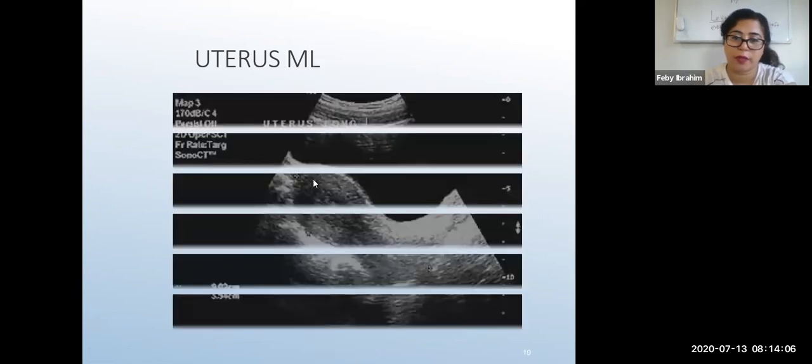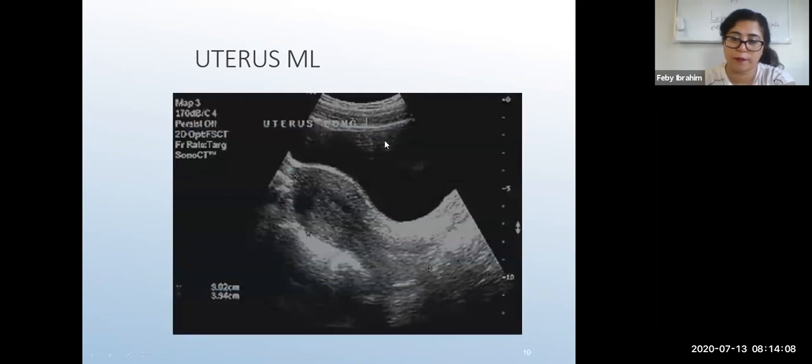Another ultrasound image: if you look here in the urinary bladder, you're going to see reverberation artifact. You can get rid of this reverberation artifact when you change the window. This is the fundus, this is the cervix area, this is the endometrium. Do you see there is a hypoechoic halo surrounding the endometrium? This hypoechoic halo represents the junctional zone, which is the inner portion of the myometrium.